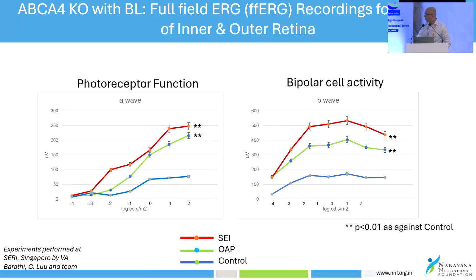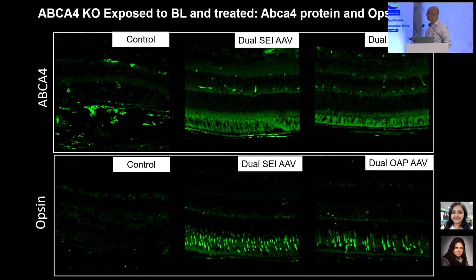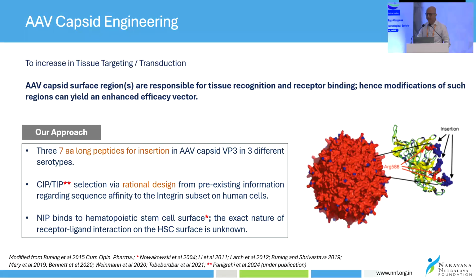And in addition to that, what was observed was after the vector transfection in these animals, you can see increased ABCA4 gene expression. Along with it, you can see an increase in the level of opsins as well. Okay, and the SEI group showed slightly higher opsin levels compared to the OAP groups. So that is the first example of the transgene engineering.